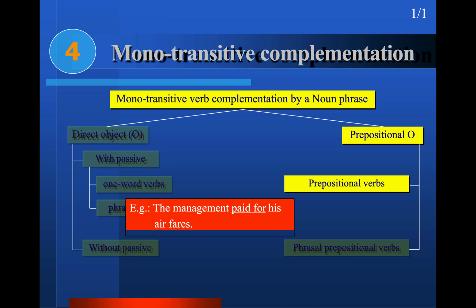We have another kind of monotransitive verb, which is followed by a prepositional verb. This means the preposition is part of the verb, not part of the object. So here, the management paid for. For is part of paid. Usually, in the case of collocation, paid collocates with for and to. But in this case, paid for. So the management paid for his airfares. So his airfares were paid for by the management.